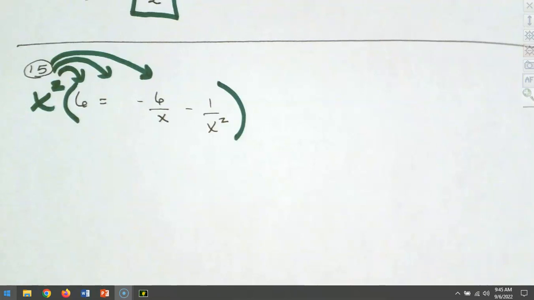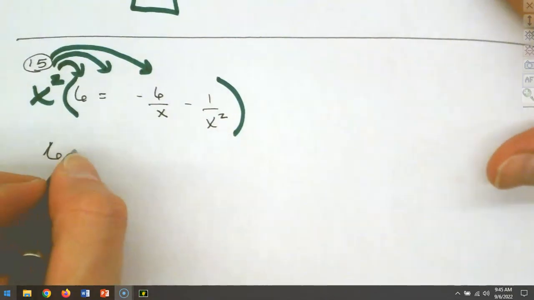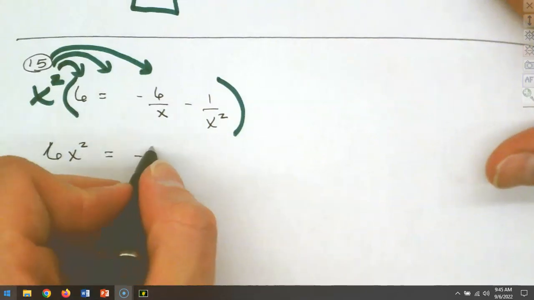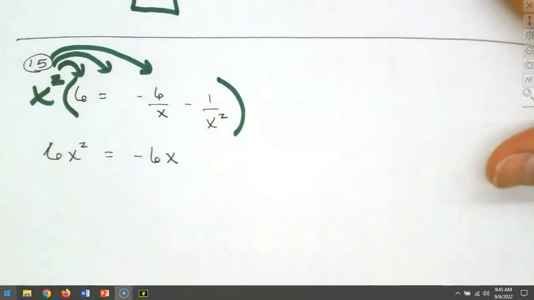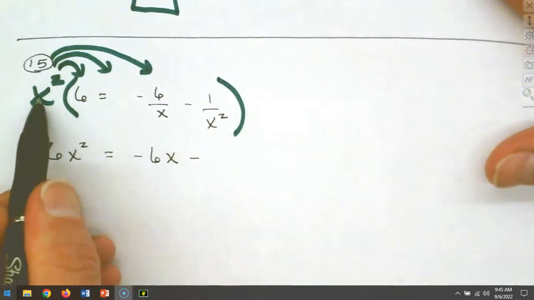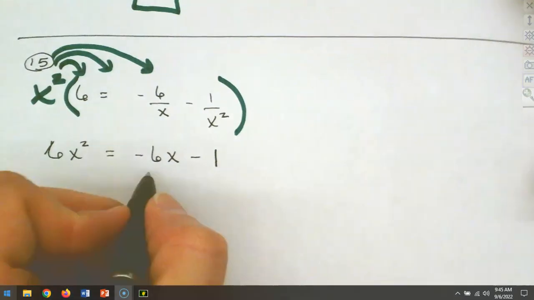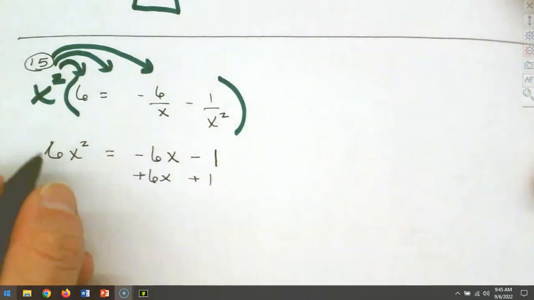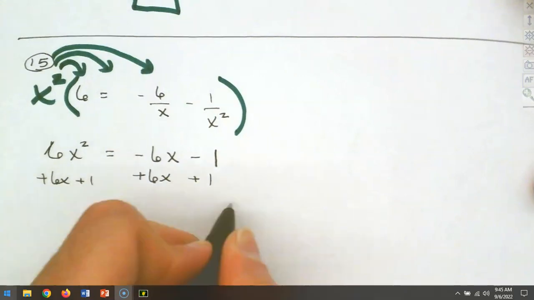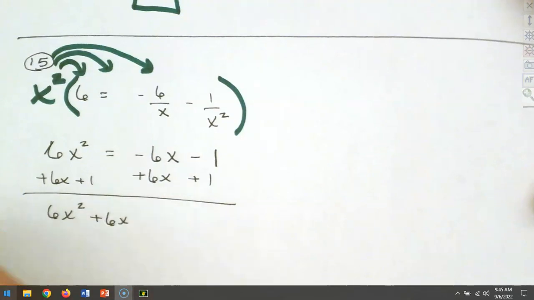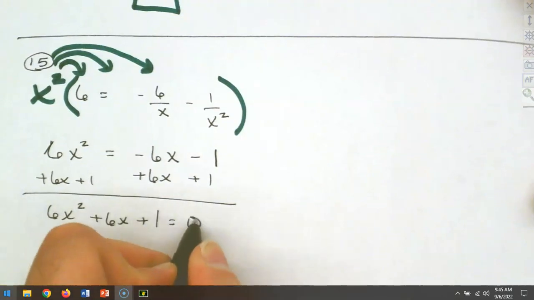So the first thing we'll do is distribute that x squared through, and that's going to give you 6x squared equals, the x squared and the x cancel. That leaves you with a minus 6x because there's still one left over. Minus, x squared and x squared cancel, and that leaves you with a 1 there. Set this equal to 0 by adding 6 and adding 1. And now we've got 6x squared plus 6x plus 1 equals 0.